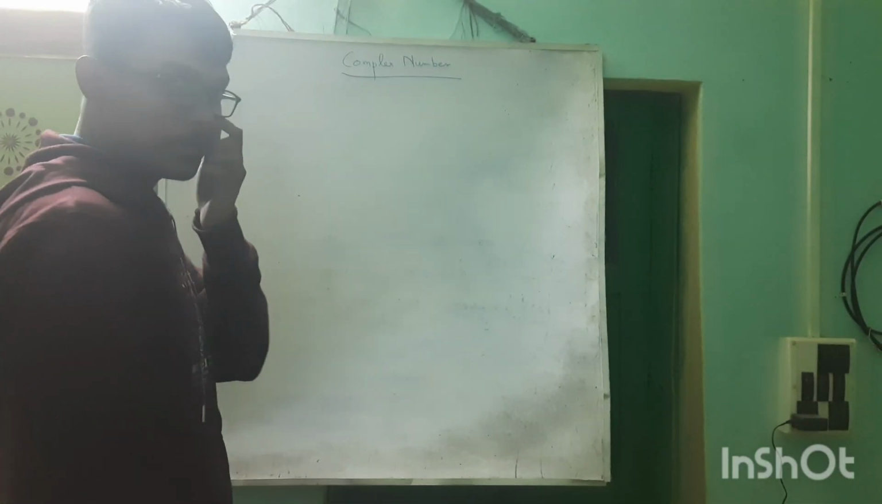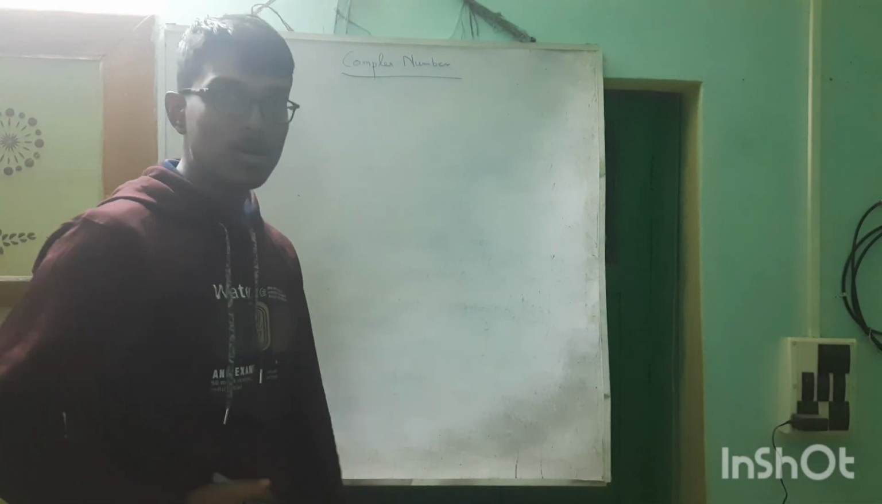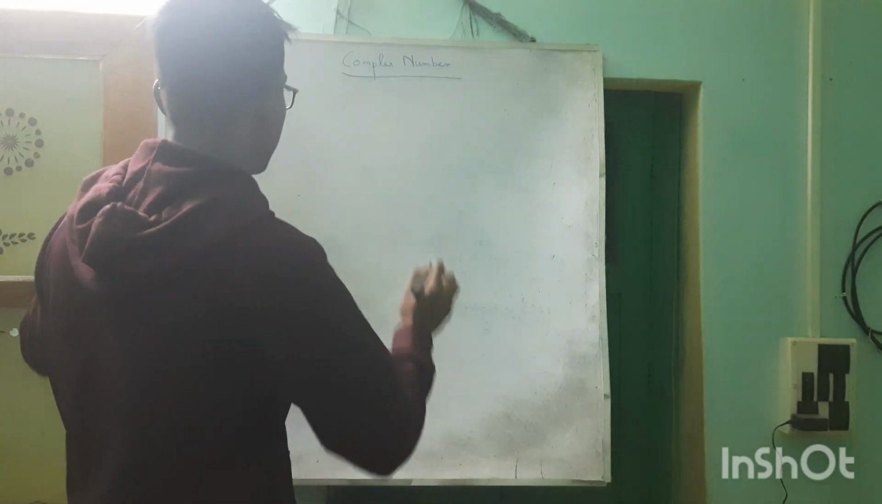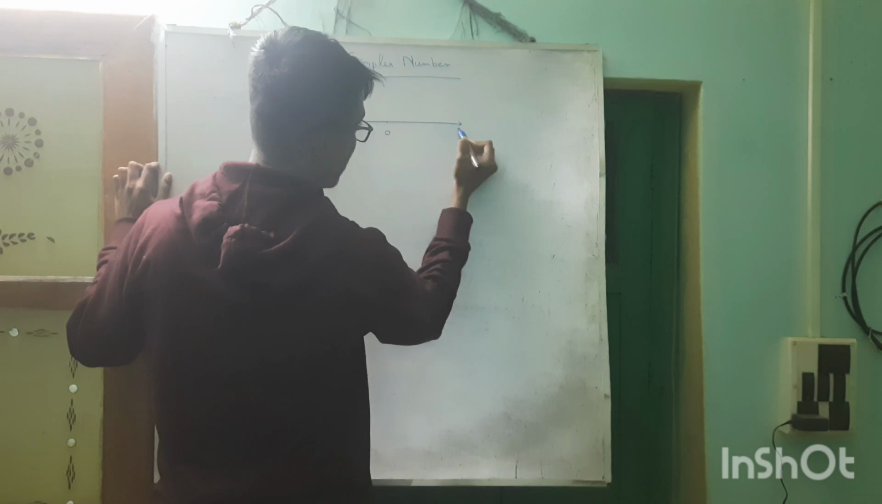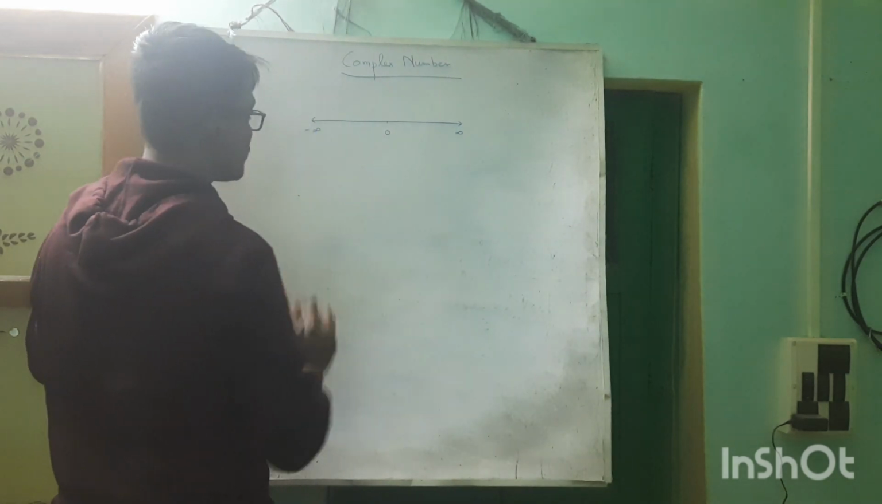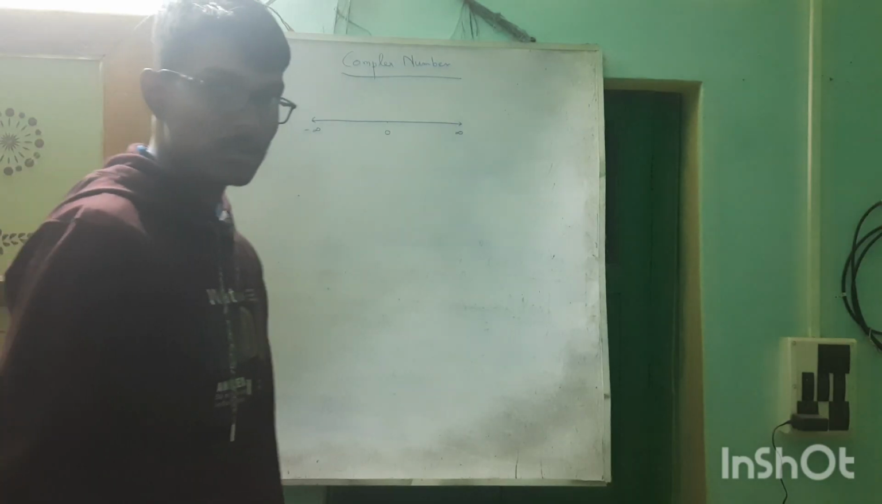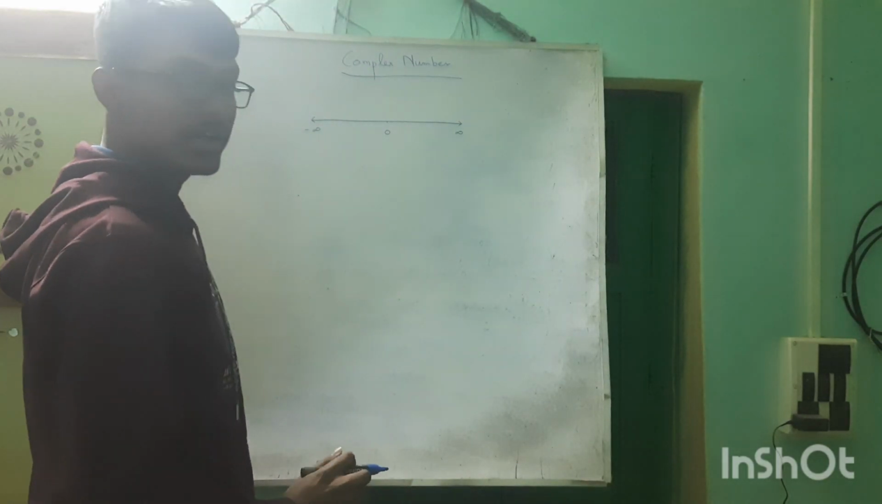It is complex number, but it's not too complex. You know about real numbers. Actually, any number on the real line is a real number, right? So what about complex numbers? Why do we need complex numbers? Okay, let's see.